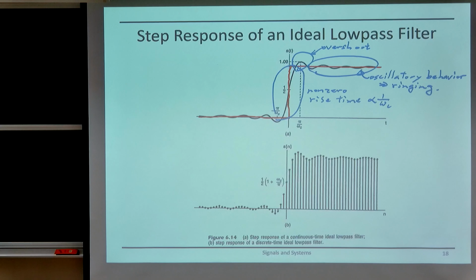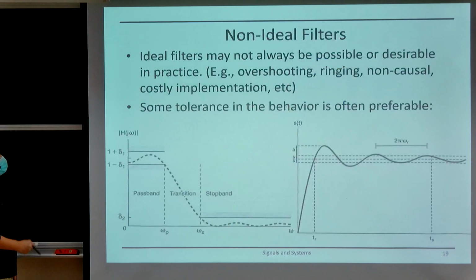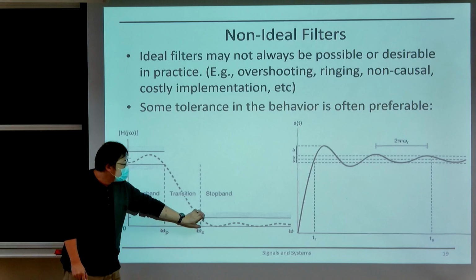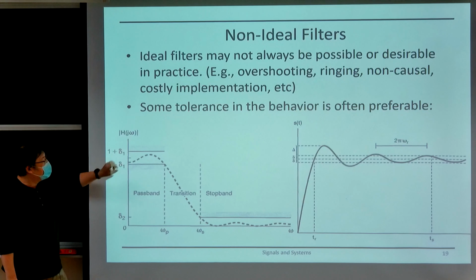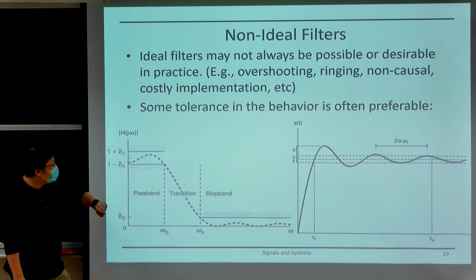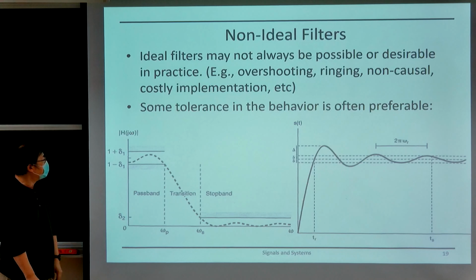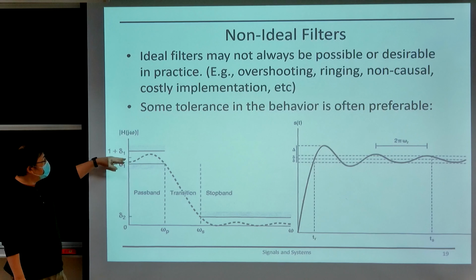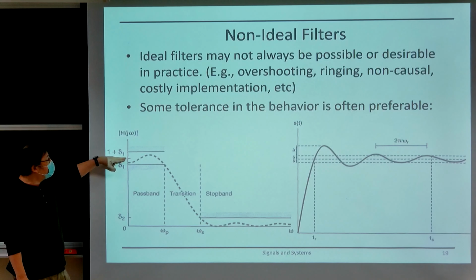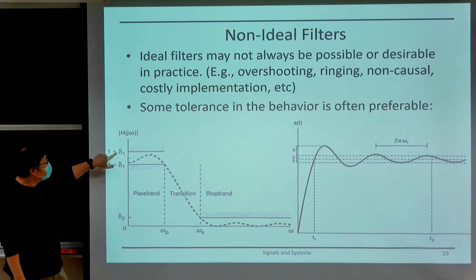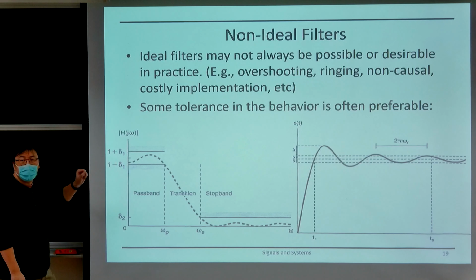Instead of having such a perfect frequency response, sometimes you can live with a little bit of flexibility or tolerance in the pass band, stop band, and in the transition band. In particular, instead of requiring the pass band to have a perfect unity gain, sometimes you can tolerate a delta 1 discrepancy from the unity gain that you desire.